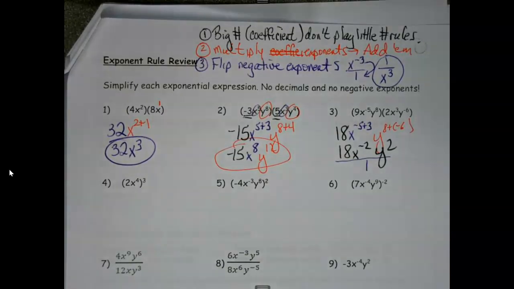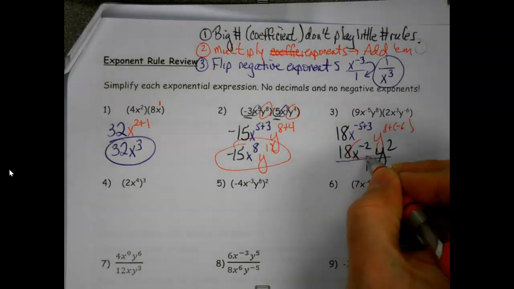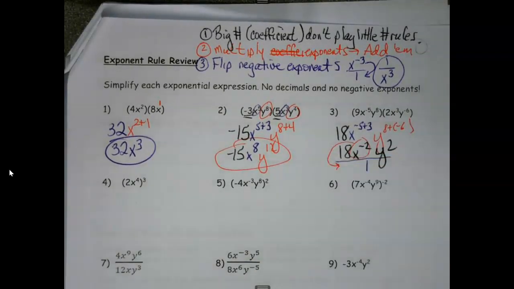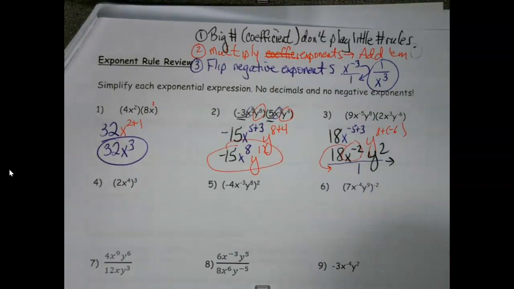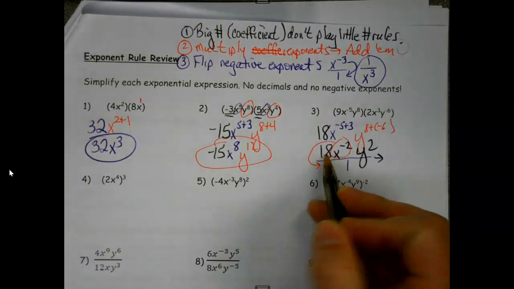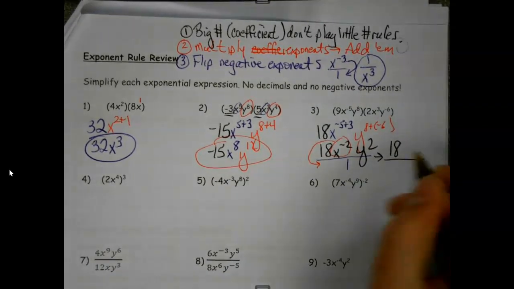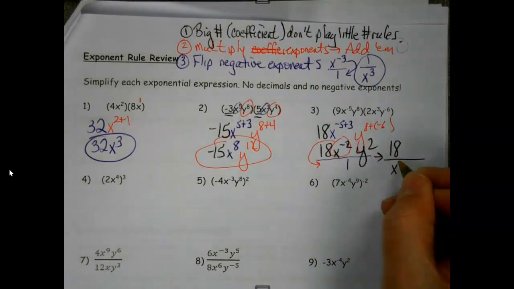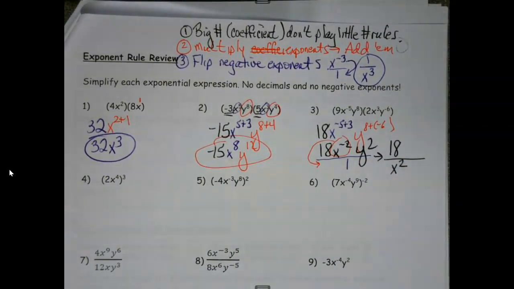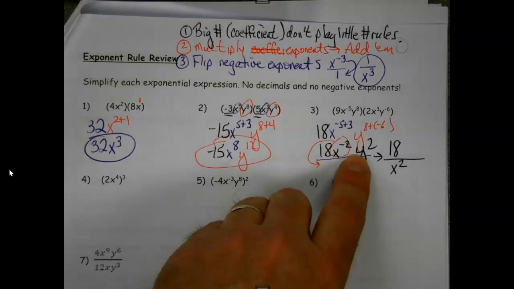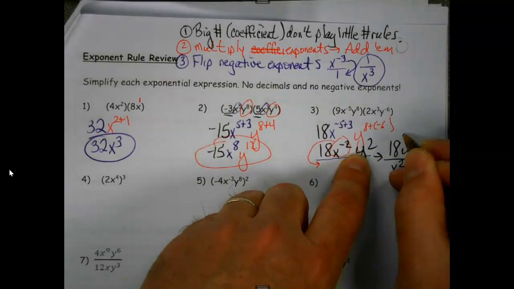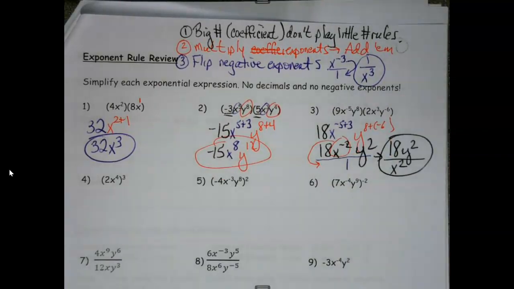I do have one negative exponent, so we need this to get down below. So 18 is behaving itself. It's positive still. We're going to leave it alone. It's got good vibes. X to the negative second, we don't do that negative thing. It's got to be banished to the denominator, to the bottom of my fraction. Then it likes things better. It's happier down there. It's positive. Y to the second, behaving itself. It's positive. We leave it alone.